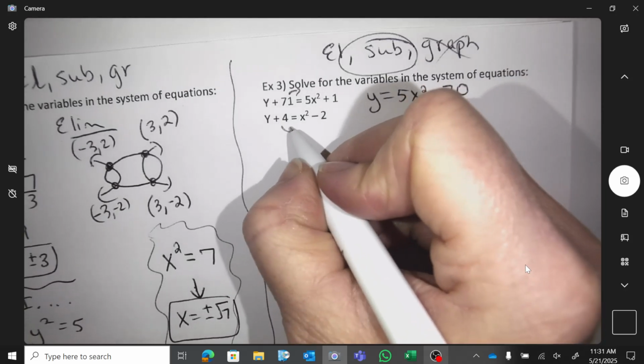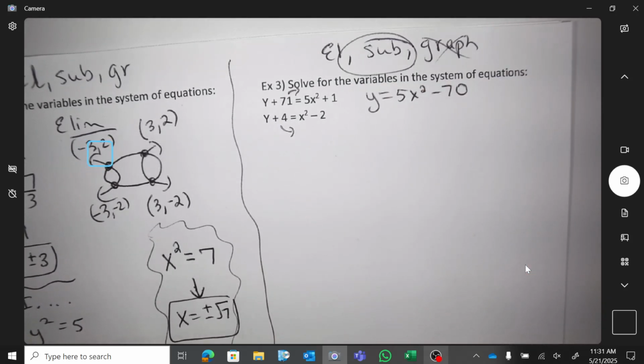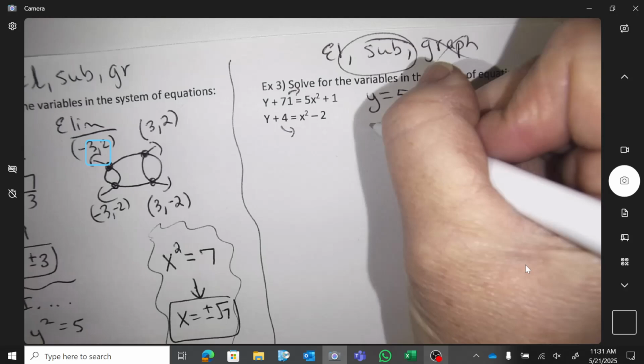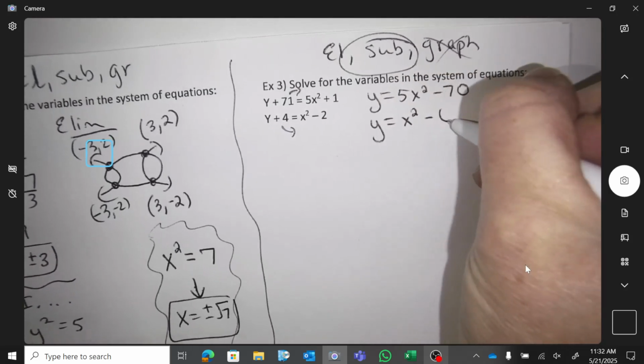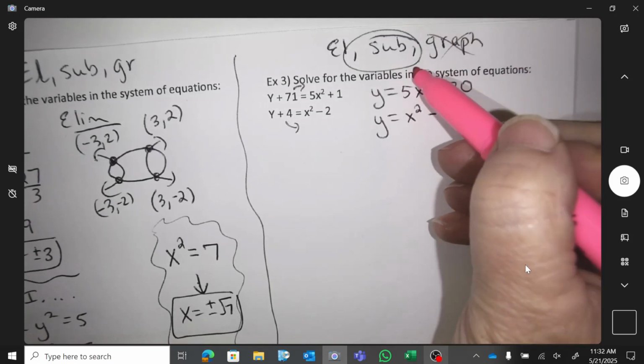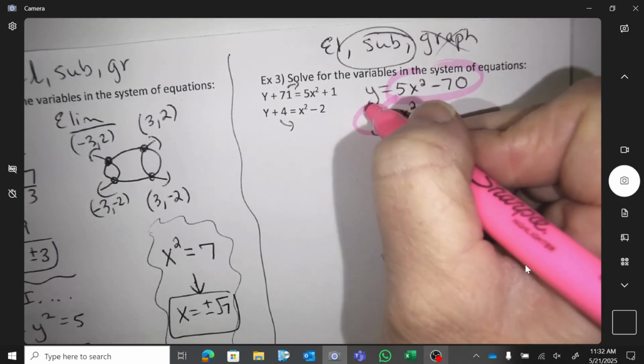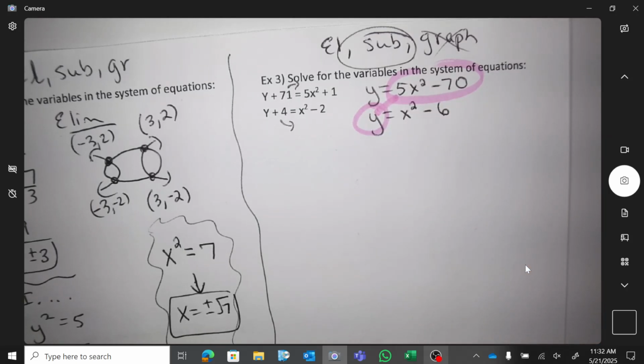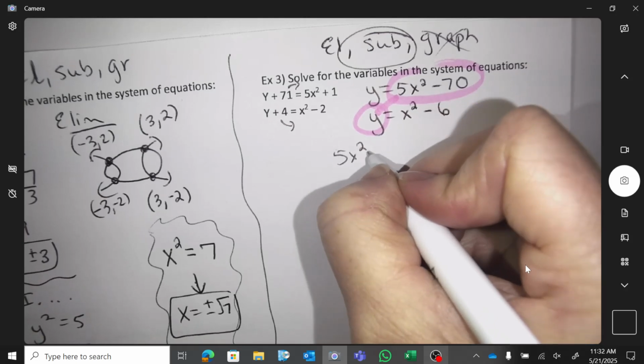I'm also going to do the same thing to this equation. I may as well do like a simplification. Y equals x squared minus 6. Okay, you could do elimination. I said that could work, but we're going to pick substitution, which means if this is equal to y, I'm going to replace the y over here. Does that make sense to you? An equal thing can make a replacement.